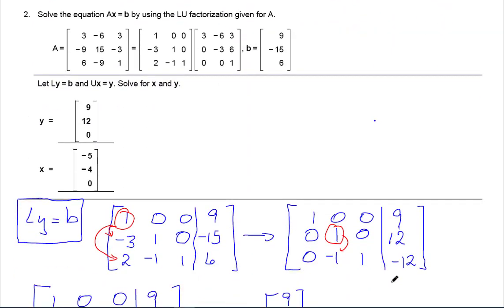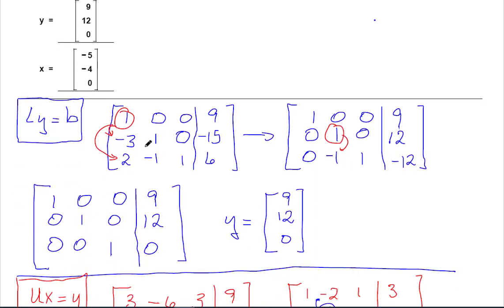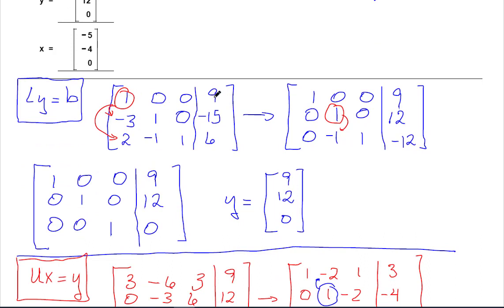All right, in question 2, we have matrix A. We have its factorization into L and U. Same process. We're given a B. We'd like to solve AX equals B by using my lower and upper triangular factorizations. All right, so here's L. Here's my B. Use the 1 to make 2 zeros. Use this 1 to make a 0.